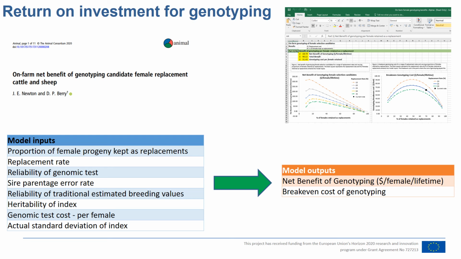Now, with a bit of simple algebra, the other output that you can get is the break-even cost of genotyping. So in other words, it would say to you, well, if the break-even cost of genotyping is 36 euros in dairying, then if your cost of genotyping is less than that, it is more profitable.